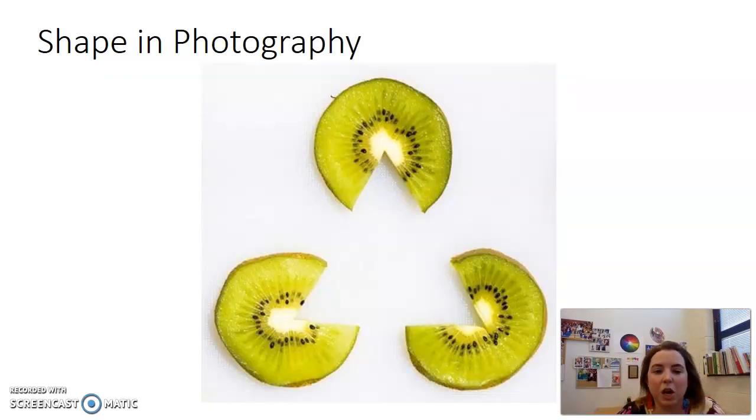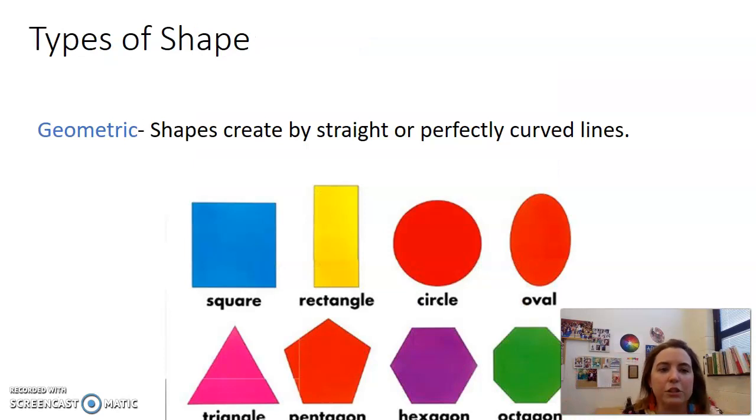So here's shape in photography. These are kiwis, which a whole kiwi is like a circle. And then if you cut out a triangle, that's another shape. Then when you put 3 kiwis with the cutout triangles together and you arrange them in your composition, the negative space then becomes a shape. So, mind blown. There are 2 types of shape.